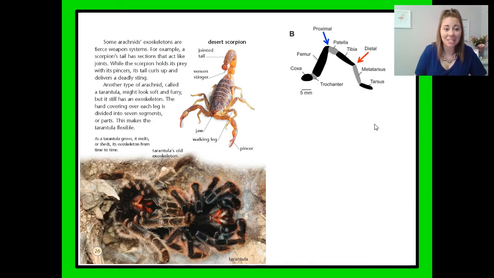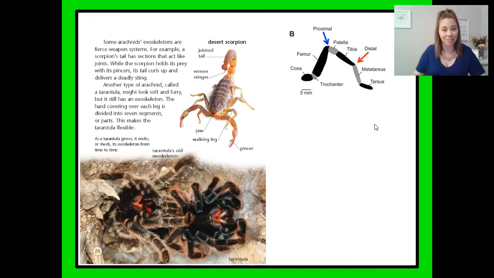Some arachnids' exoskeletons are fierce weapon systems. For example, a scorpion's tail has sections that act like joints. When the scorpion holds its prey with its pincers, its tail curls up and delivers a deadly sting. Another type of arachnid, called a tarantula, might look soft and furry, but it still has an exoskeleton. The hard covering over each leg is divided into seven segments, or parts. This makes the tarantula flexible.